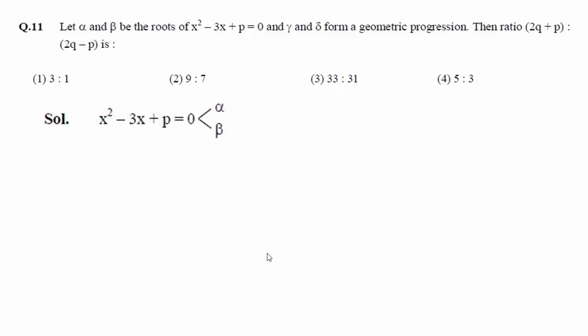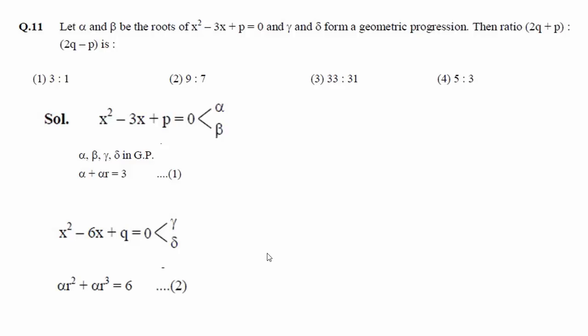Solution. x square minus 3x plus p equals 0 has roots alpha and beta, and it is given that alpha, beta, gamma, delta are in geometric progression. This implies that alpha plus alpha r equals 3. Similarly, gamma and delta are also roots of x square minus 6x plus q equals 0. Therefore, alpha r square plus alpha r cube equals 6. If we divide 2 by 1, we get r square equals 2.